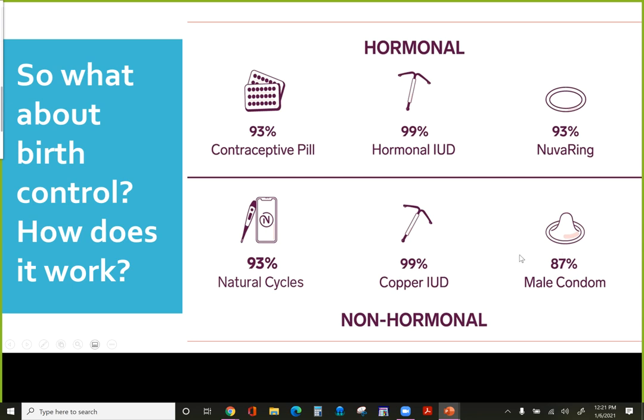Copper IUDs or some sort of barrier method, whether it be female condom, male condom, sponge with spermicide in it, or something like that, diaphragm. A lot of the stuff we don't use so much anymore because we have better ways to do it. So we're going to limit our conversation mostly to the hormonal birth control and how that works, because we just talked about hormones.